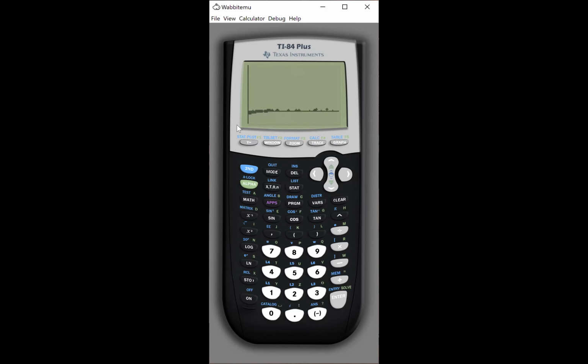All right, if you look at the picture, you can't really tell because we have to focus in on it. So to focus in on it, we're going to press zoom and go to zoom stats.